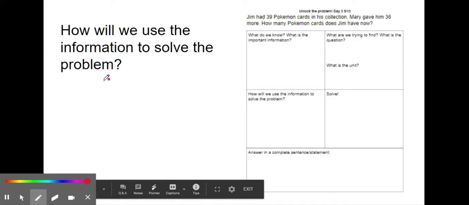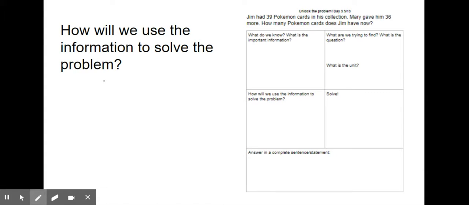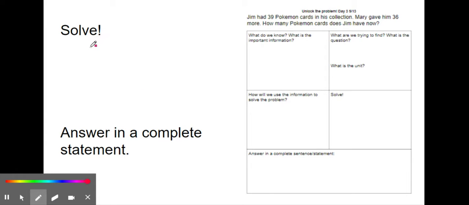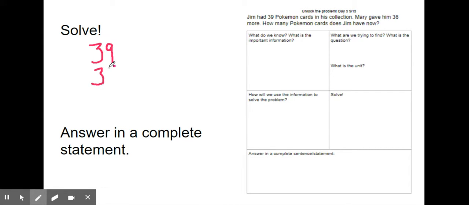Okay, so how will we use the information to solve the problem? So I know that Jim has 39 cards and Mary gave him 36 more. So we can use those two numbers to help us. So I'm going to write down 39 and I'm going to write down 36. Okay, so now it is asking us, and I'll have to erase, I was hoping he'd be in the middle. I'll put back my 39 and my 36.